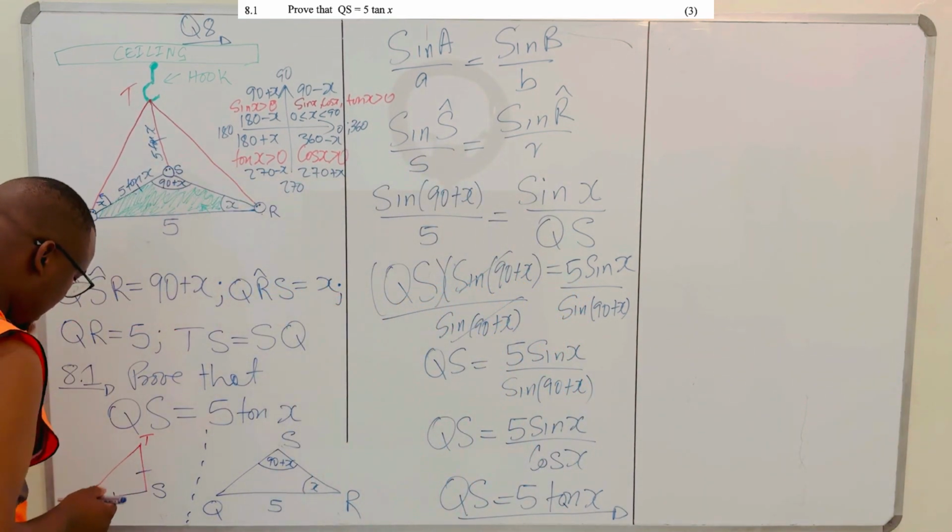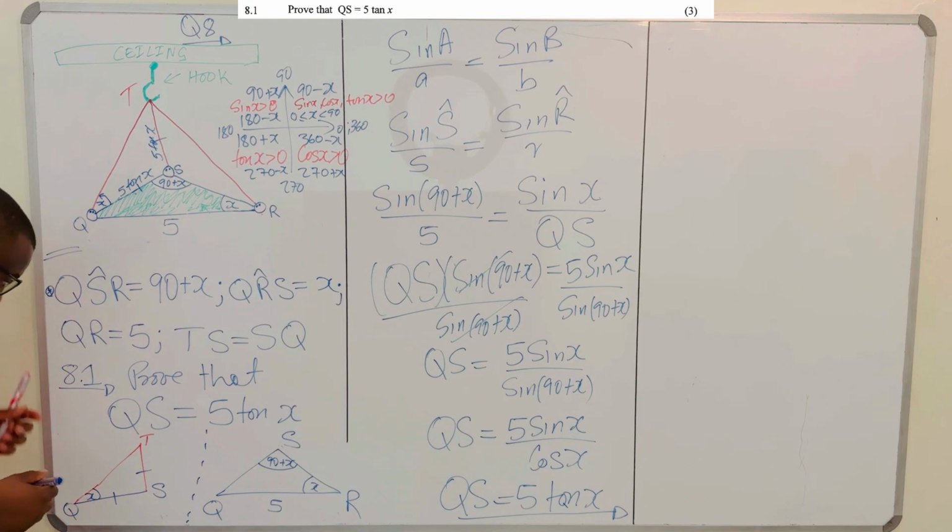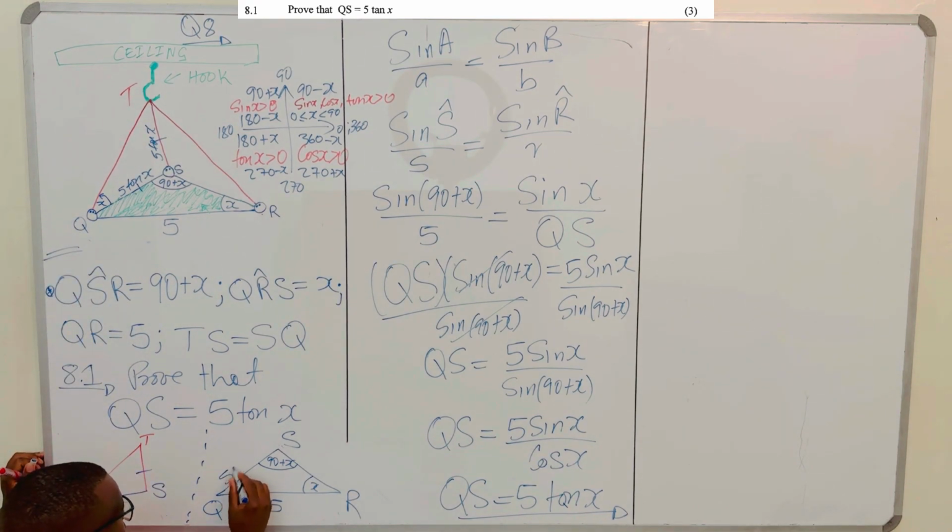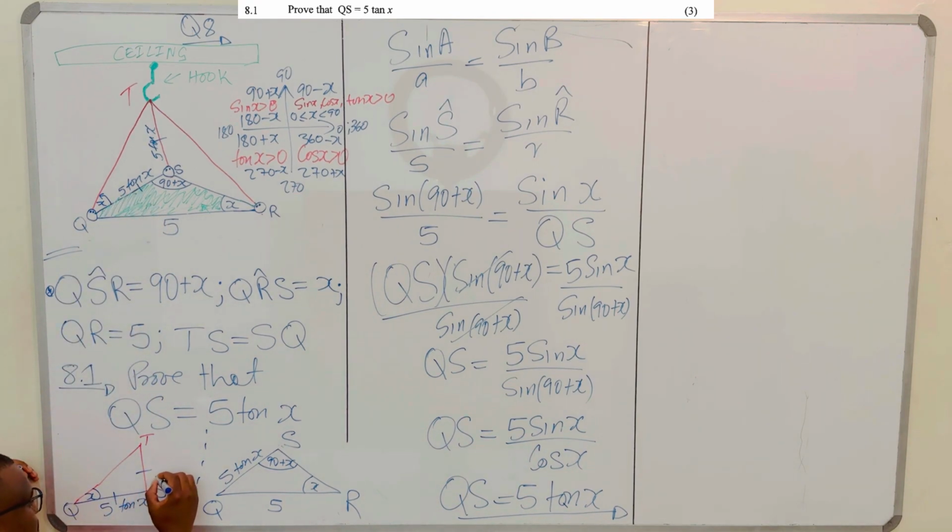So in that case, here's what you have. Your QS is 5 tangent of x on this triangle, which is on the base triangle. That one is 5 tangent of x, the same as this one, 5 tangent of x, this side here. So this is S, this should be 5.